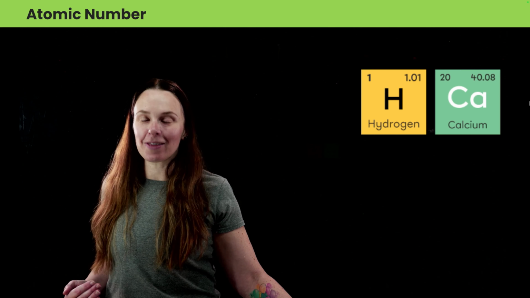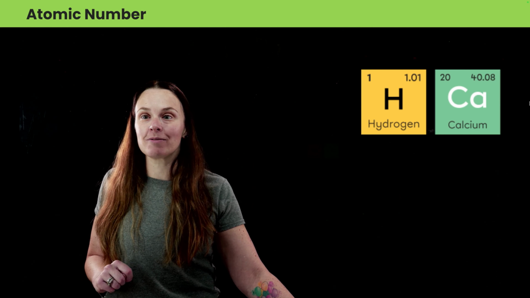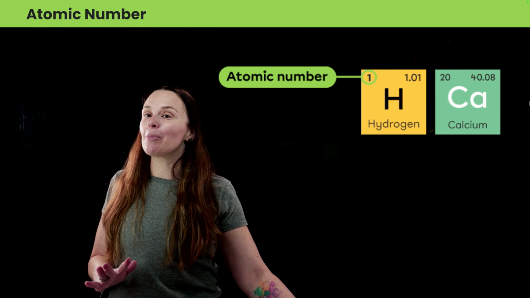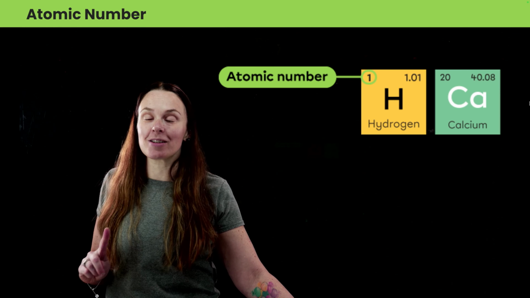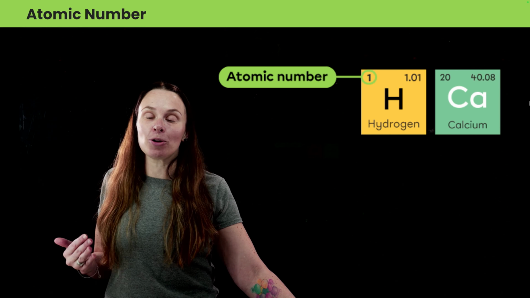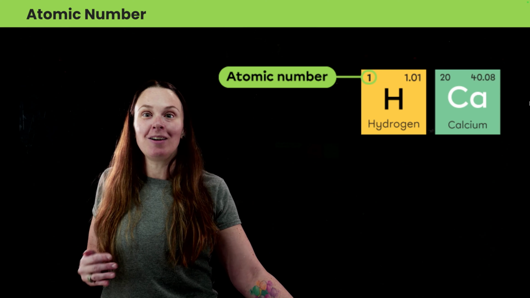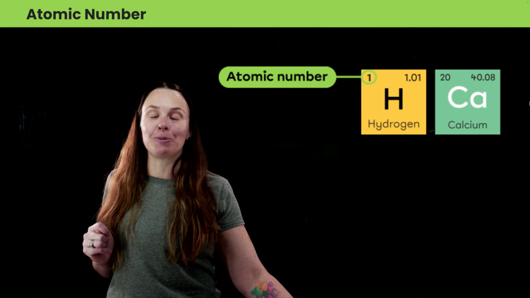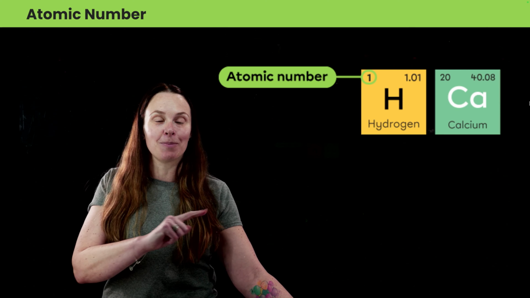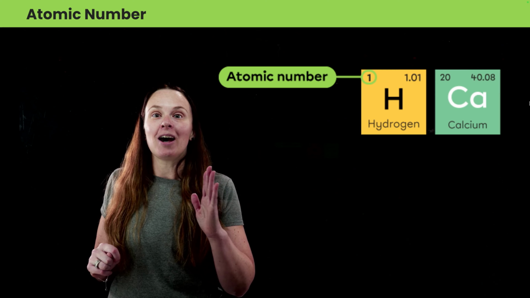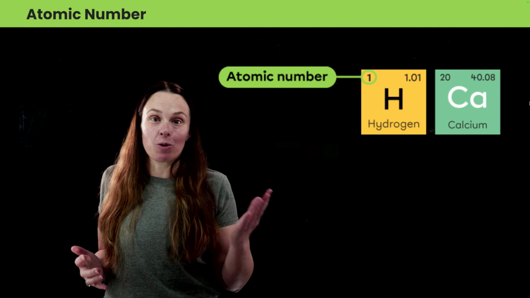So now let's look at the 2 numbers that are within these squares. The first one we're going to talk about is the atomic number. The atomic number is super cool because it does 2 things. First of all, the periodic table of elements is organized based on the atomic number. So you'll see that hydrogen is the first element in the periodic table, and then calcium is number 20. If you were to count all of the elements across the periods, the 20th element would be calcium.